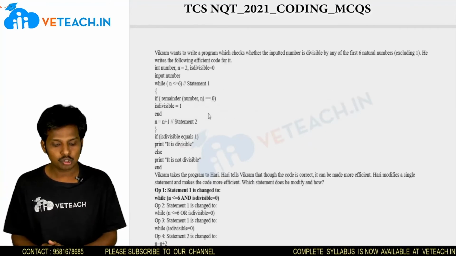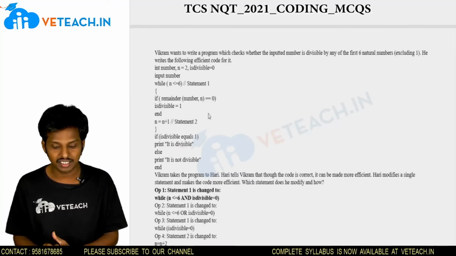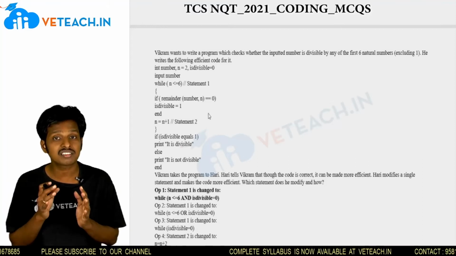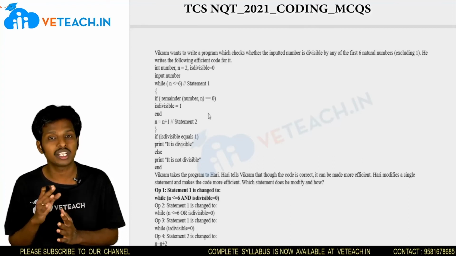Next question. Vikram wants to write a program which checks whether the given number is divisible by any of the first 6 natural numbers excluding 1.